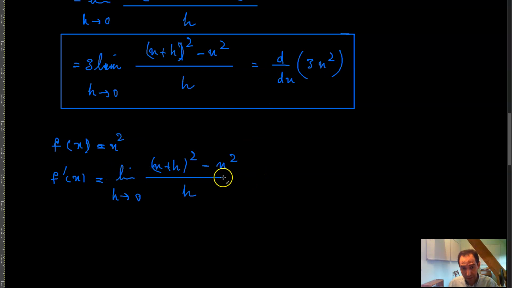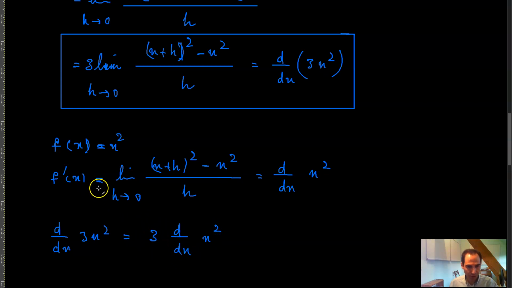And that is basically d by dx of x squared. That means that you can say that d by dx of 3 times x squared is actually the same thing as 3 times the limit of x squared. Oh, I'm sorry. It's actually 3 times d by dx of x squared. Because if you take d by dx of x squared multiplied by 3, you will get essentially this derivative here. So when you have d by dx of 3 times x squared, you can of course take that out and write this as 3 times d by dx of x squared and calculate your derivative.